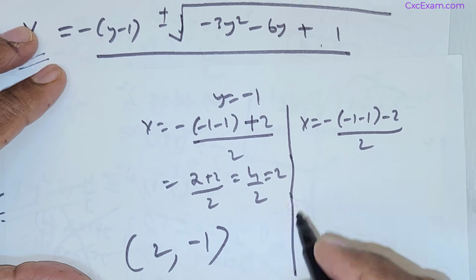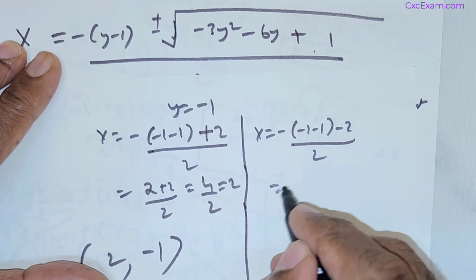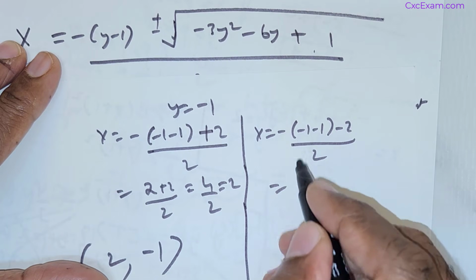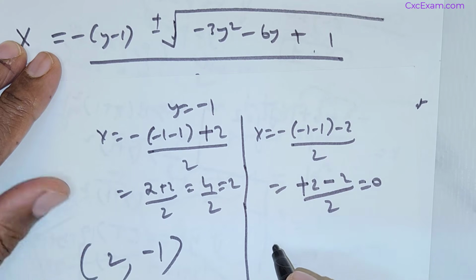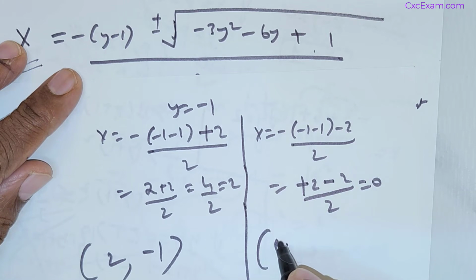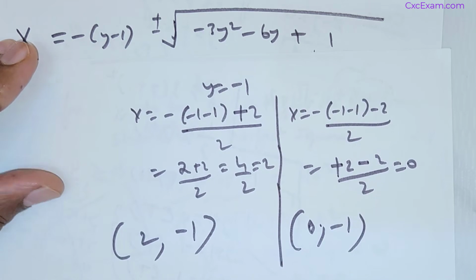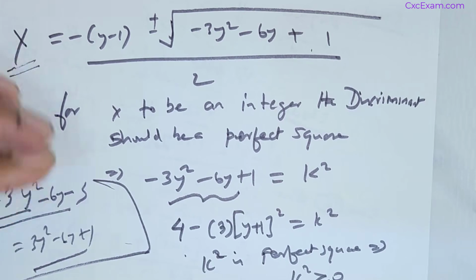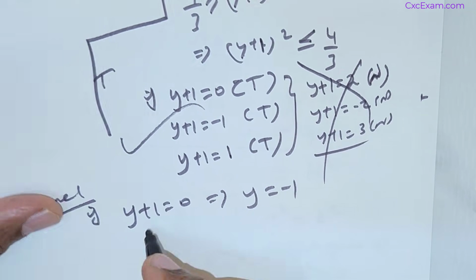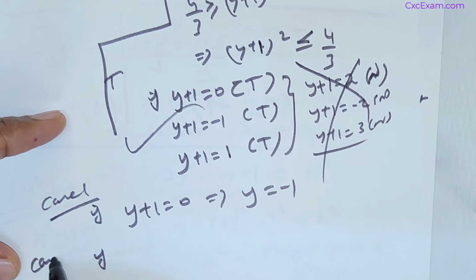That's one set. The next set, negative 1, negative 1, negative 2, positive 2, negative 2, 2 is equal to 0. So this is 0, negative 1. So this is the first set of solutions. Now next is case 2.